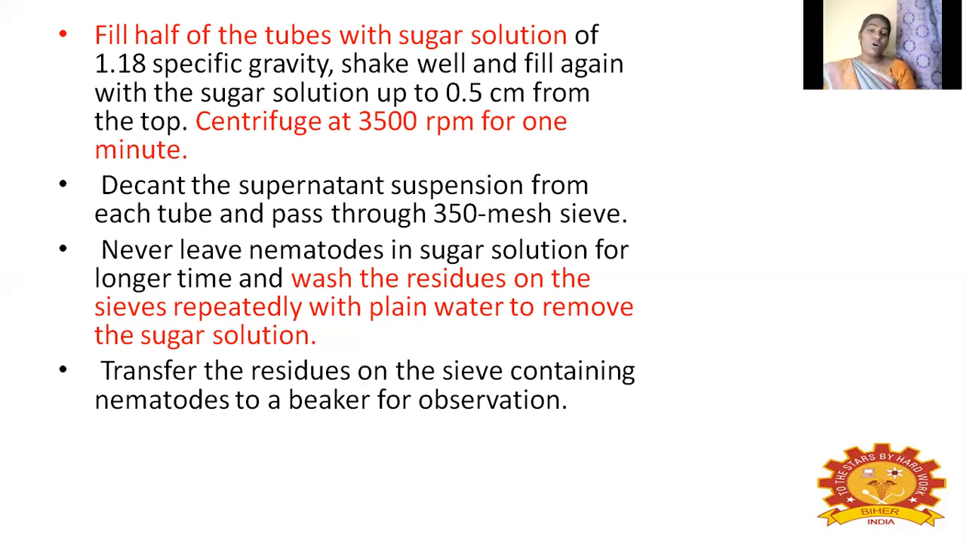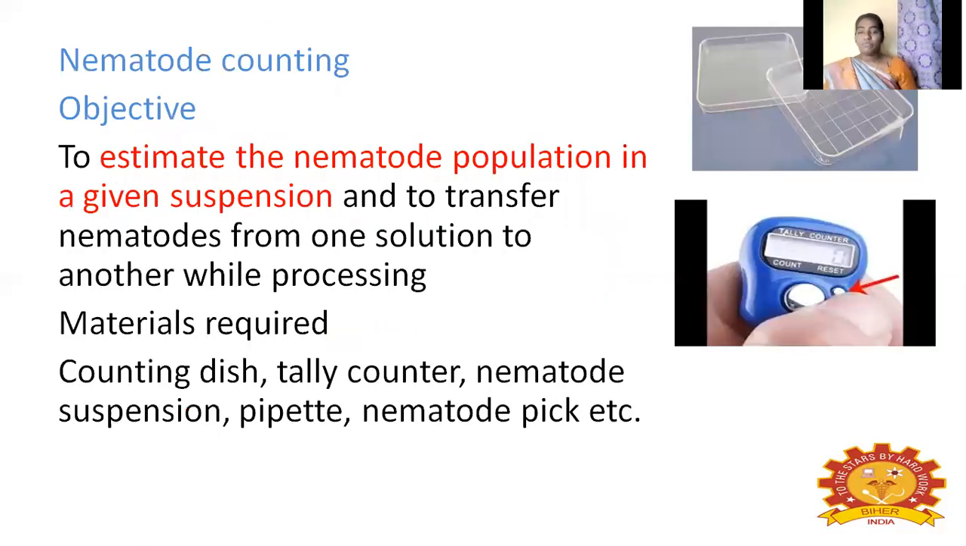Transfer the residue on the sieve containing the nematode to a beaker for observation. At last, the residue is collected. The residues are collected in a beaker, and we are going to observe it. So this is the centrifuge method. In this way, we collected the vermiform nematode.